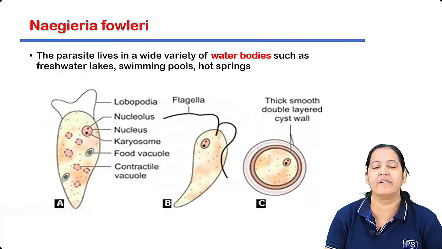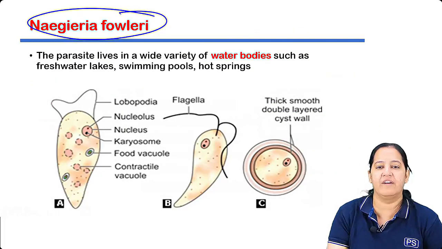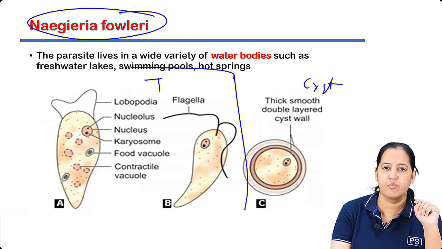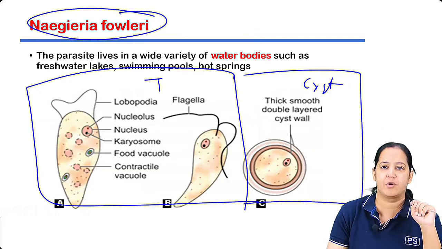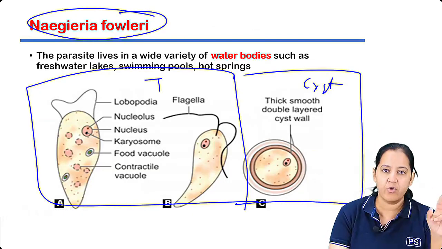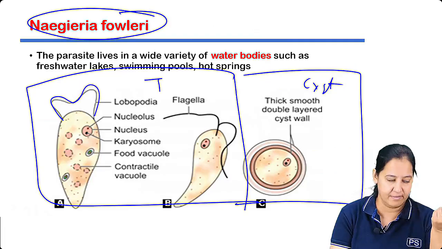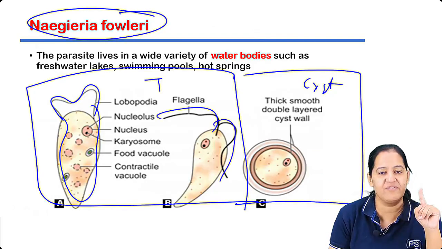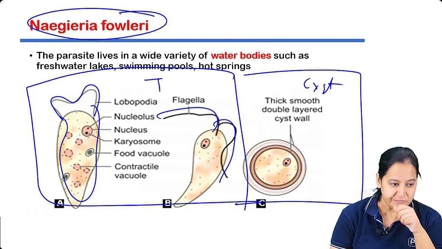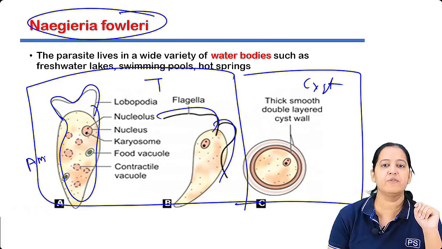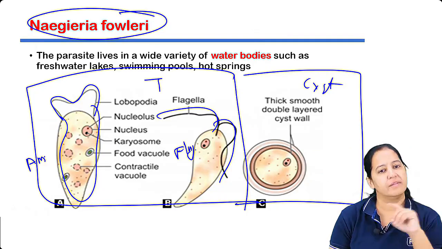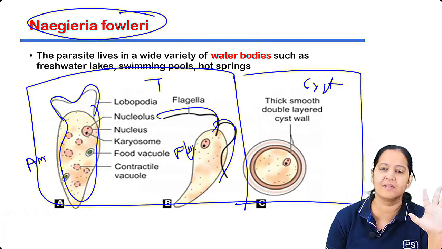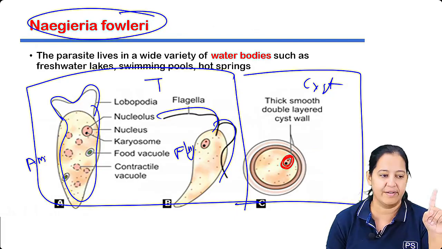Let's start with Naegleria fowleri. It is having only two forms, trophozoite and cyst. No precyst. Trophozoite is number 1, cyst is number 2. Trophozoite is of two types. One trophozoite is having pseudopodia, that is amoebic, because it is amoeba shaped. And one is having flagella, known as flagellate. So two types of trophozoite: amoebic trophozoite and flagellate trophozoite. That you have to learn. That's it, nothing else. And the cyst is there. In the cyst, always just learn the number of nuclei. Say it's uninucleate.